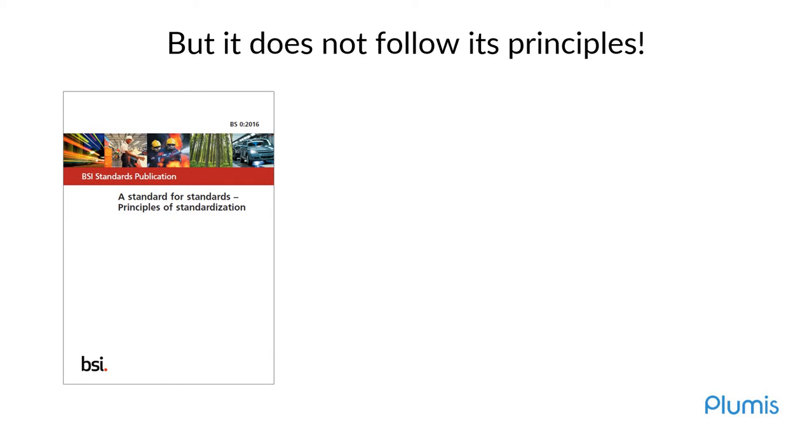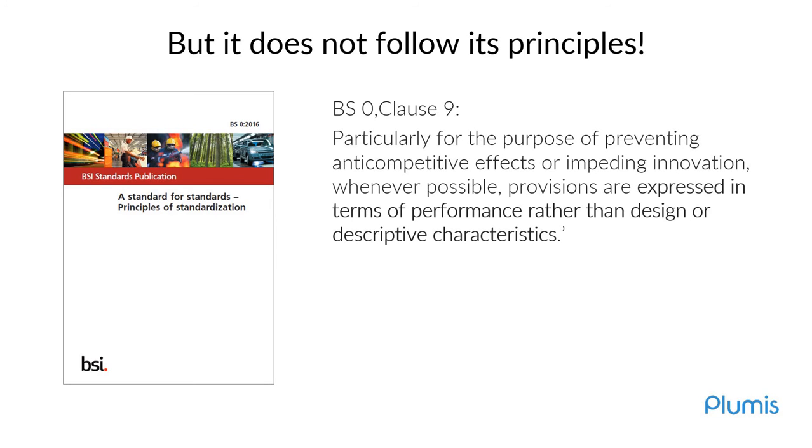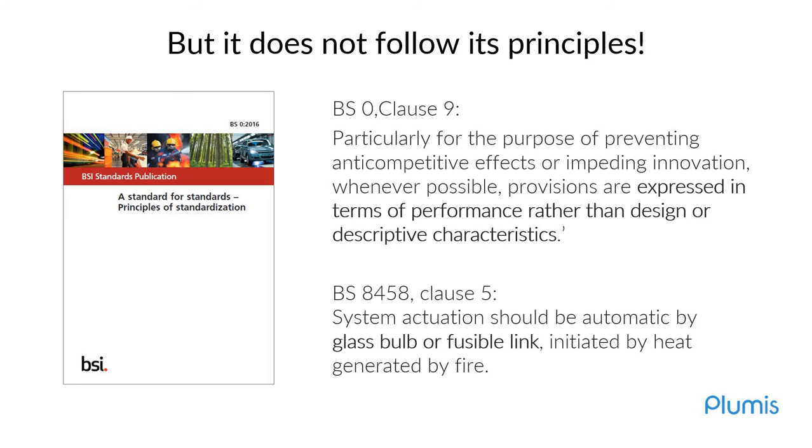However, if we go back to BS 0, the standard of standards, it does say that to avoid anti-competitive effect and to avoid impeding innovation, provisions should be expressed in terms of performance rather than design or descriptive characteristics. If we look into clause 5 of 8458, we can see that it says that the system actuation should be automatic by glass bulb or fusible link initiated by the heat generated by the fire. So you can clearly see that these contradict themselves slightly in that it would have been a better way to describe clause 5 by not specifying a glass bulb or fusible link, because even though this is a best practice, it is a descriptive and design method.